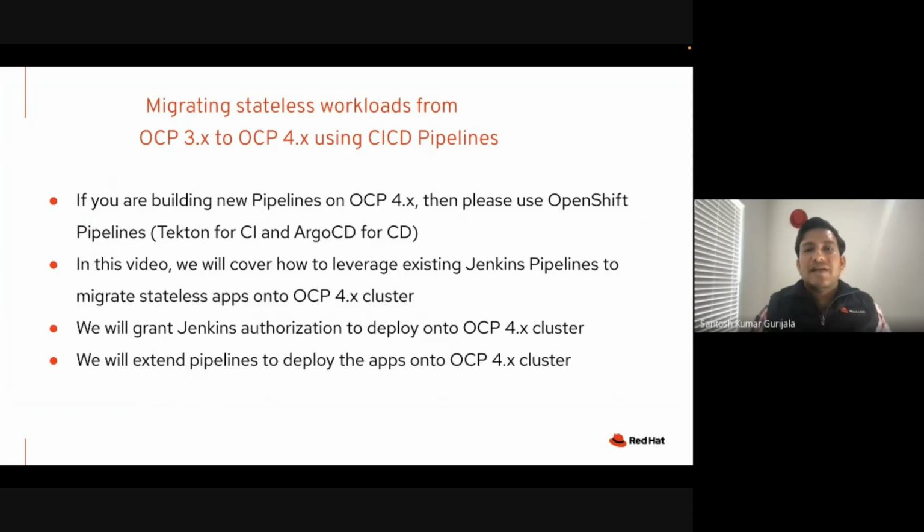Firstly, we will grant Jenkins the authorization to deploy onto an OpenShift 4 cluster. We'll then extend the existing Jenkins pipelines to deploy the apps onto the OpenShift 4.x cluster.